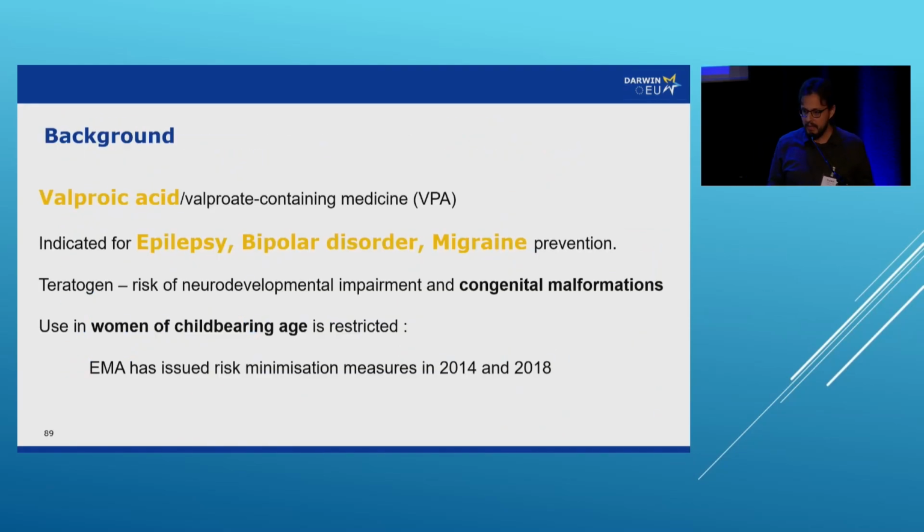So in this study, basically, we were interested in valproic acid, that is a treatment mostly for epilepsy, but it's also a second-line treatment for bipolar disorder and migraine. And it's a known teratogen. That means that if taken by pregnant women, it could lead to malformations in the child. And the EMA had issued risk minimization measures in 2014 and 2018 to try to decrease the use of this medicine in women of childbearing age.